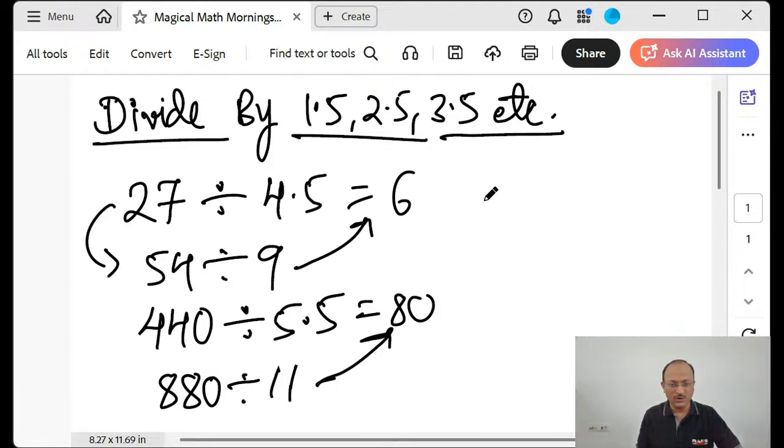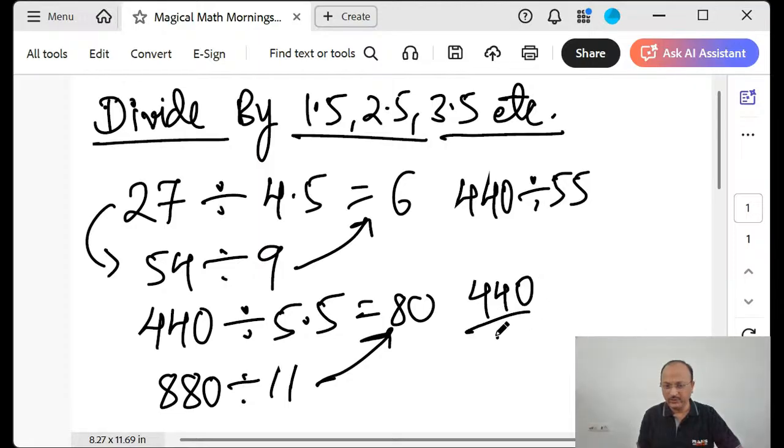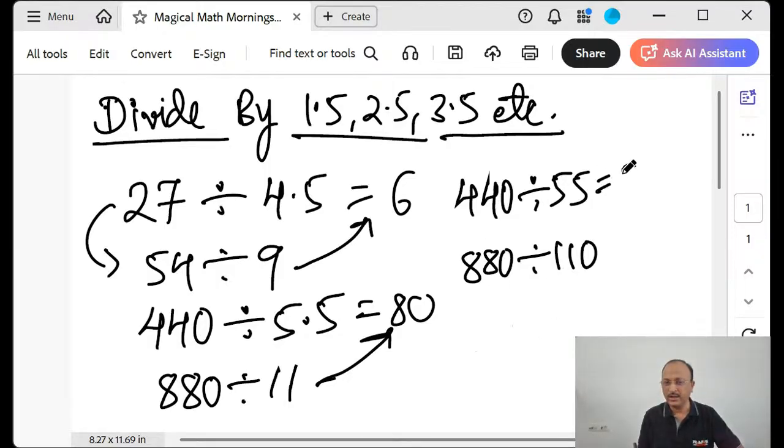Suppose the same thing we got like 440 divided by 55. Instead of doing it the normal way, 440 divided by 55 means 11 fives are 55, 40s are 5 ones are 5 eights are 40. What I do, instead of doing all these things, just double this, it will become 110, this will become 880. Approximately how much it is? 8. Directly we get. Correct? That means it's not only 0.5, even if the number is ending with 5, like 35, 45, 55, 75, whatever is the number, we can apply this technique.